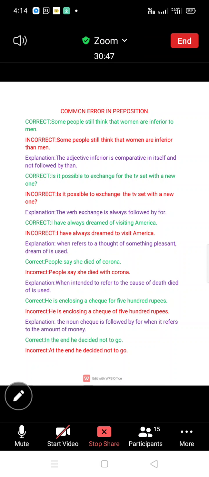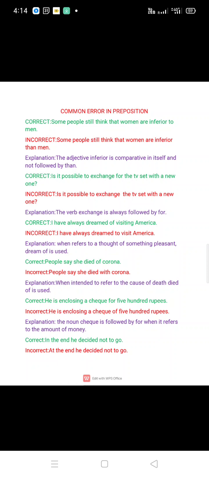Next one is, at first look at the incorrect sentence. I have always dreamed to visit America. Where is the error here? Well, when it refers to a thought of something pleasant.